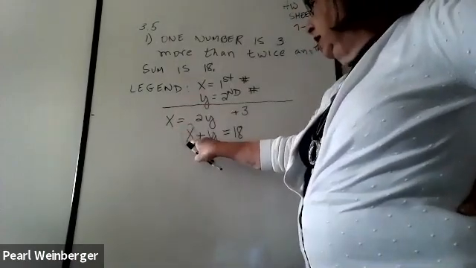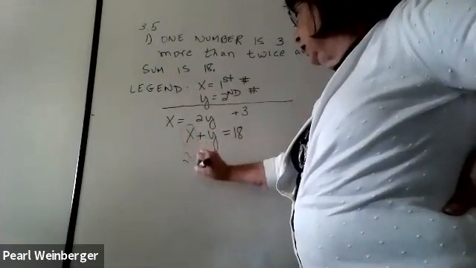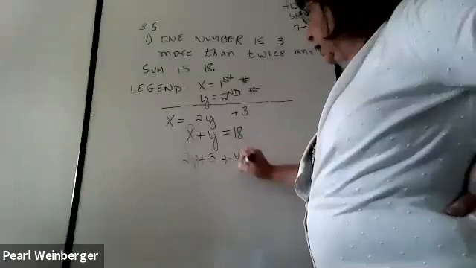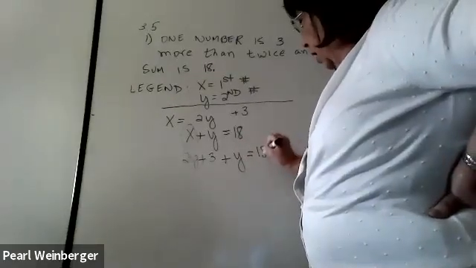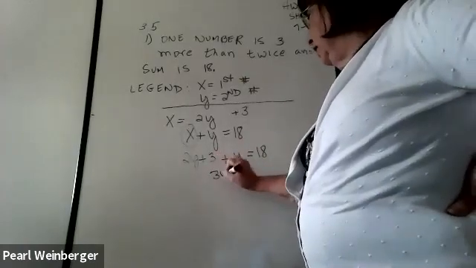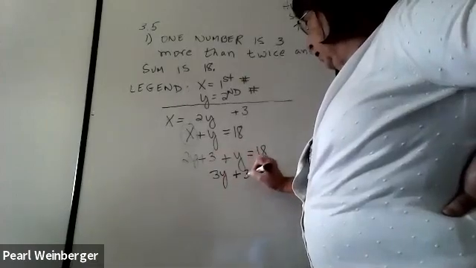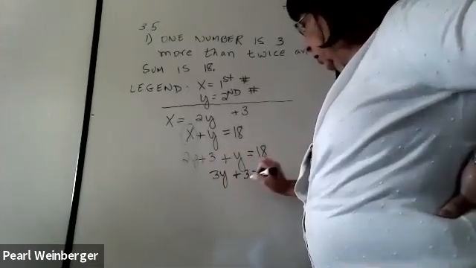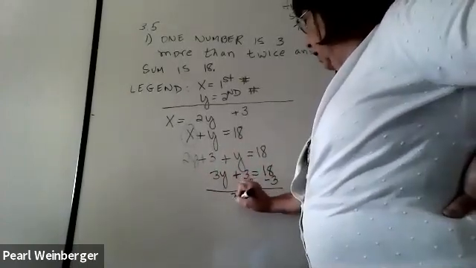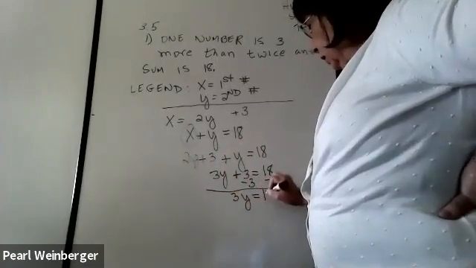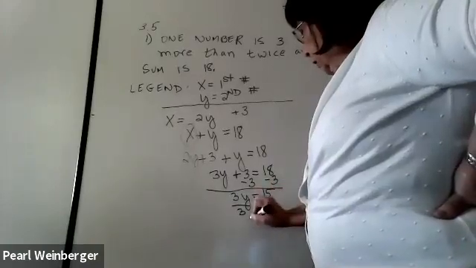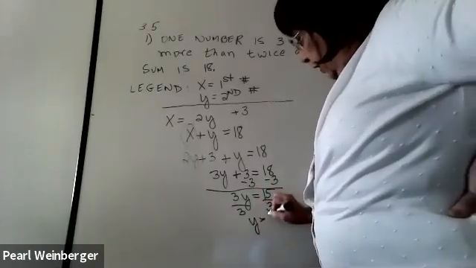Over here, where I see the x, I'm going to put 2y plus 3. So I get 2y plus 3 plus y equals 18. And 2y and y can be combined to 3y. So I get 3y plus 3 equals 18. So that gives us 3y equals 15. And dividing by 3 gives me y equal to 5.